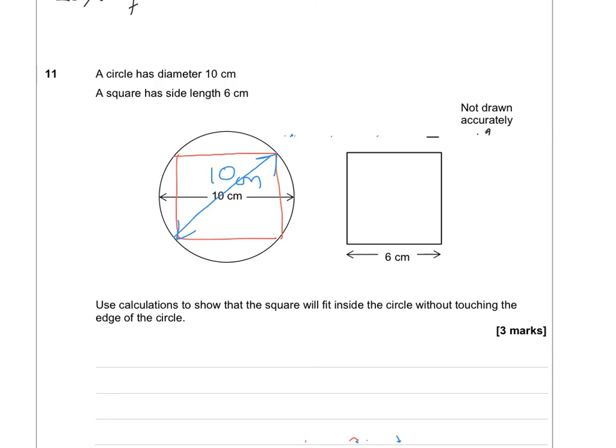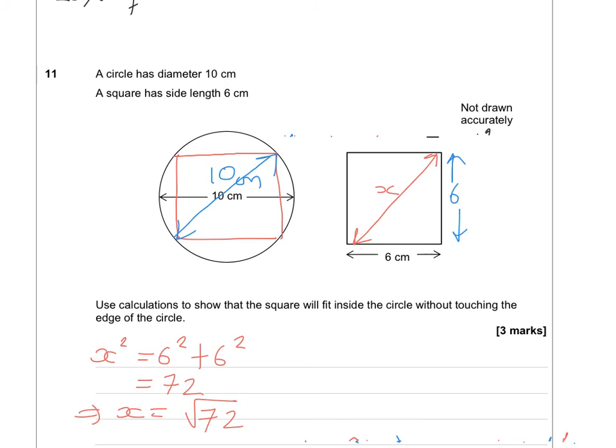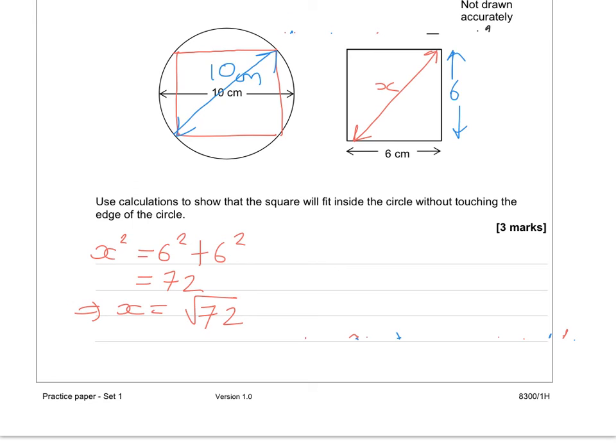If we look at the square, the sides are both 6 centimetres, obviously, and we draw in its diagonal, we'll call that x. We can work out x using Pythagoras' theorem as x squared, the hypotenuse, is equal to 6 squared plus 6 squared, which works out to be 72. This means that x is equal to the root of 72, which we could simplify down to 6 root 2. 6 root 2 is smaller than 10, so the square will fit inside the circle without touching the edges.